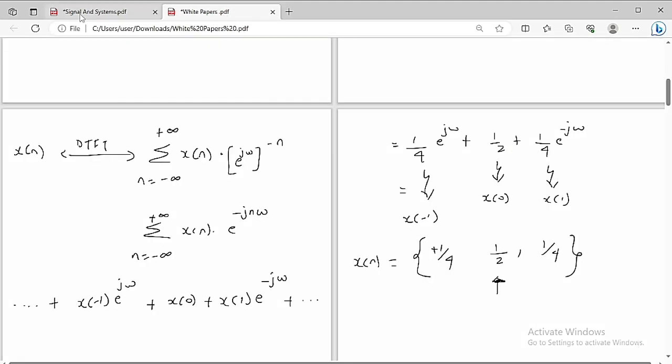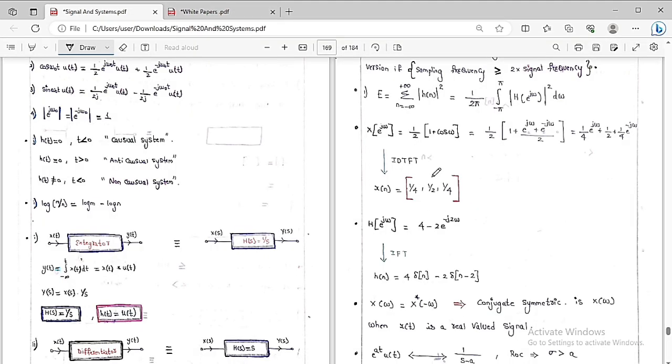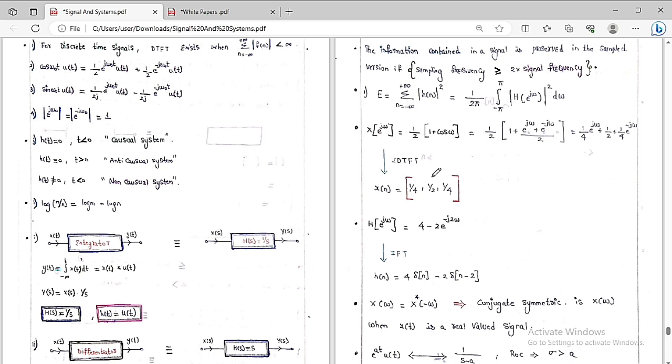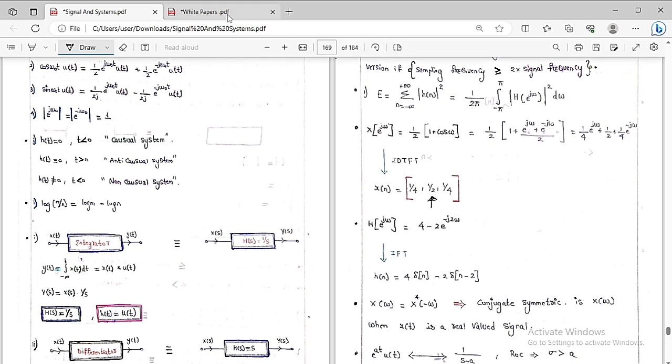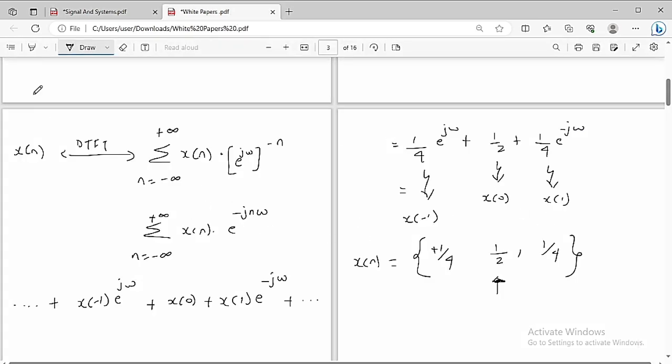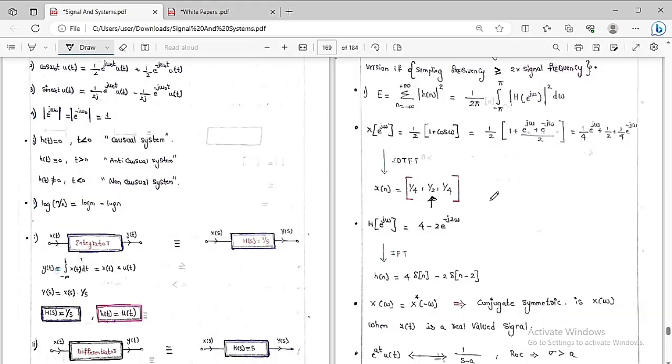Same thing here, but you have to keep the arrow. The arrow indicates the value at n is equal to 0. This value is at n is equal to plus 1, and this value is at n is equal to minus 1. So this is a very simple thing, just remember the concept by comparing with the value of x of n.